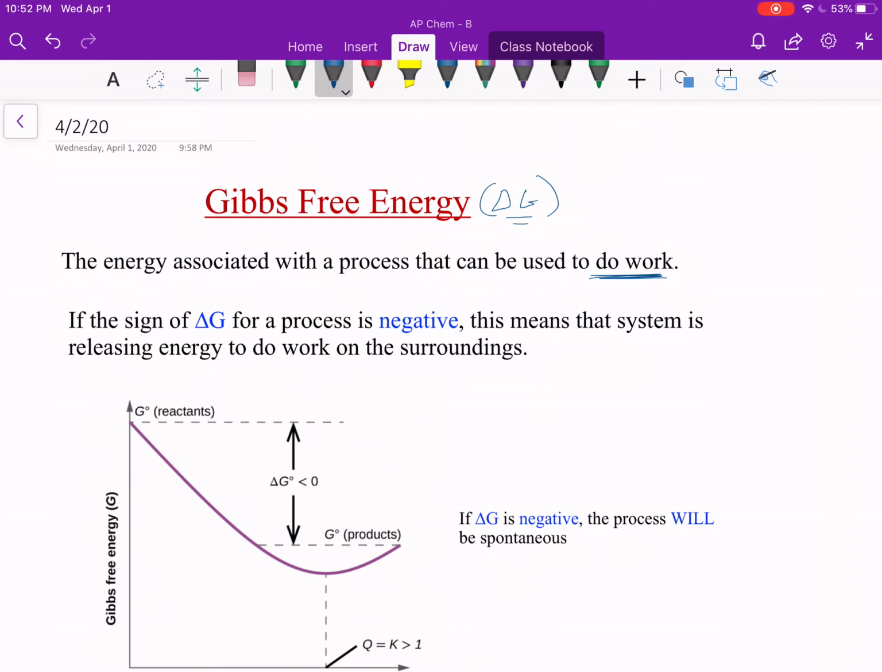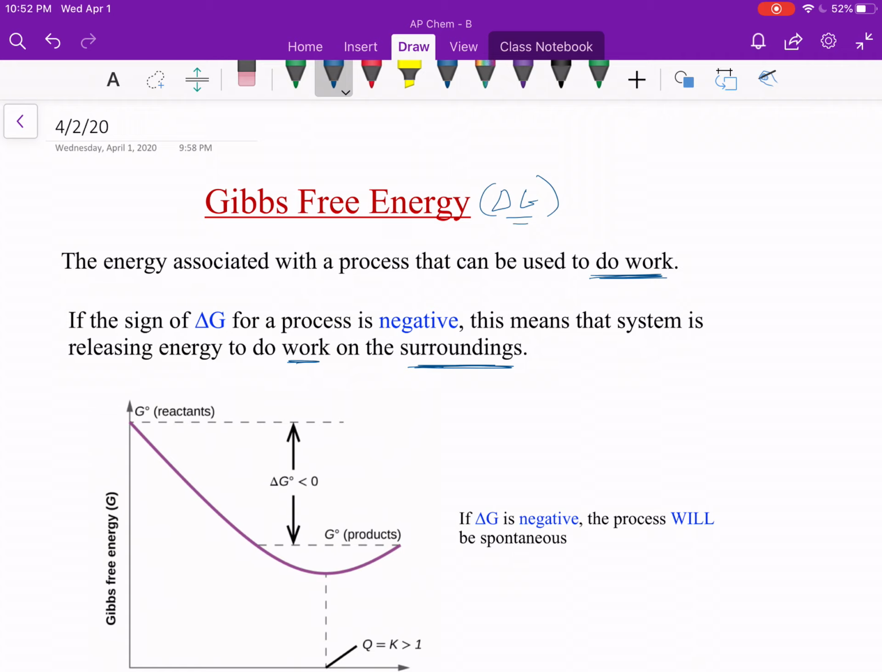Now, if we look at a process and we see that the delta G is negative for that process, that just means that the system is releasing energy so that we can do work on the surroundings. If we look at a plot for Gibbs free energy, it looks different than a plot for enthalpy change, because Gibbs free energy decreases when we go from the reactants, and then it starts to increase to get to our products.